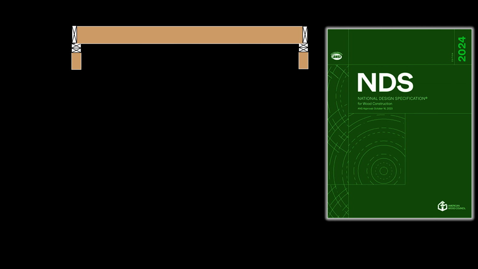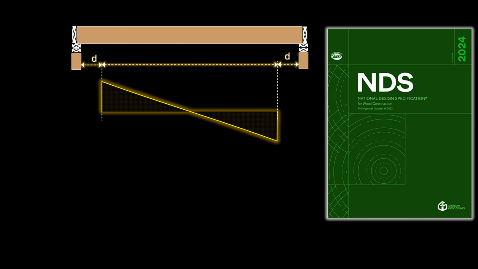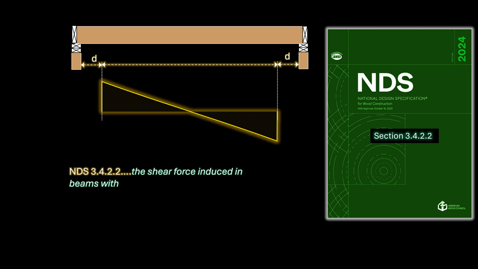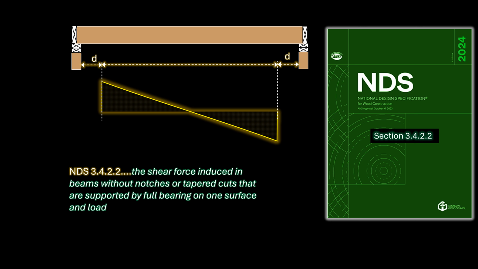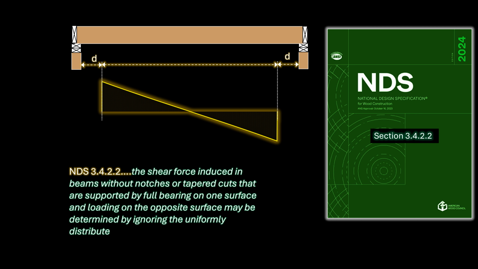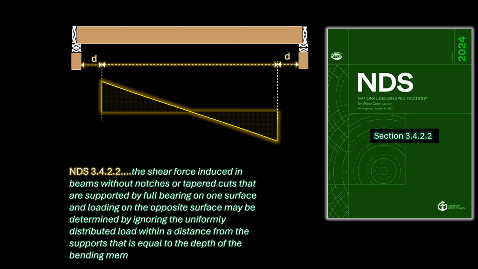Please note that the National Design Specification allows maximum shear stress calculations to be based on the shear force at a distance equal to the depth of the beam away from the supports. According to section 3.4.2.2 of the NDS, the shear force induced in beams without notches or tapered cuts that are supported by full bearing on one surface and loading on the opposite surface may be determined by ignoring the uniformly distributed load within a distance from the supports that is equal to the depth of the bending member.